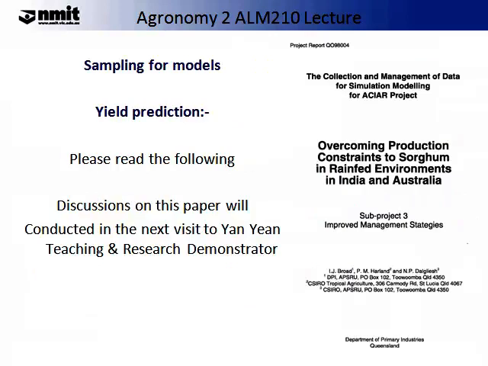The second piece of literature on sampling for models I'd like you to read, please, is the Overcoming Production Constraints to Sorghum in Rain-Fed Environments in India and Australia. This paper outlines extensively the methodology to be used for sampling for models. This will be a resource we will use continuously while we are at the Yang Ying Teaching and Research Demonstrator. Please familiarise yourself with this information before your next visit. We will be discussing this in the teaching and research demonstrator context.